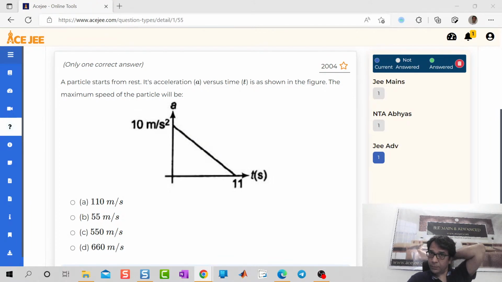So 55 meter per second. Yes sir, that was quick. Sir, this came in Advanced. This was an Advanced question in 2004. So remember that if you are thorough with your concepts, around 40% of the questions are such that if you have practiced fair enough, all sorts of questions, you should be able to get that many marks. Not every JEE advanced question is going to be mind-boggling, okay?